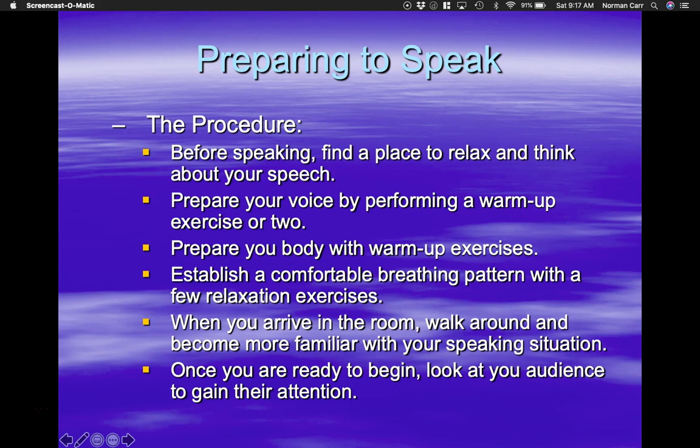And then, once you're ready to begin, don't just rush into your speech. Take a few moments, move up to the podium, look at your audience, make sure that you're confident, and then go ahead and deliver.